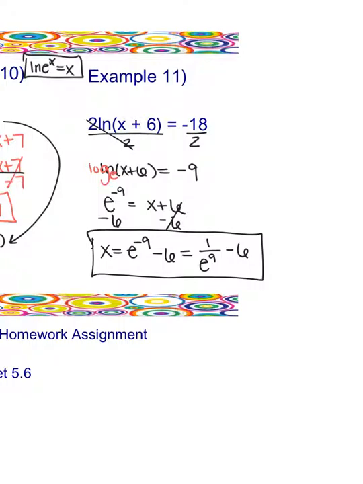Another thing that you could have done if you wanted to use the property, let me get rid of this. Oh, I changed colors. It's not going to let me do it maybe. I don't know. Nope, it's not going to let me erase. No big deal. I'll rewrite it.